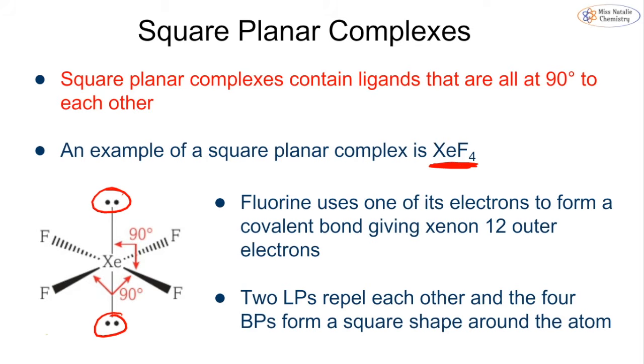or tetrafluoroxenon. And this is because the fluorine uses one of its electrons to form a covalent bond, giving the xenon 12 outer electrons. And because we've got the lone pairs that would be present here, the xenon, rather than having 4 lone pairs, has its lone pairs split to join up with the fluorine, but we get that repulsion. The 2 lone pairs want to be as far apart as possible, and the rest of the bonding pairs form this square shape. So it is very similar to an octahedral, but we just don't have the bonds at top and bottom. They are simply just lone pairs.